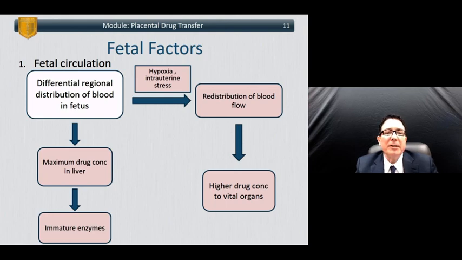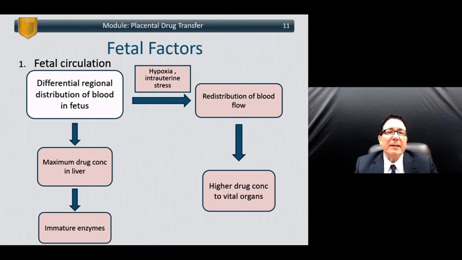Differential regional distribution of blood in the fetus with hypoxia or intrauterine stress causes redistribution of blood flow with higher drug concentration to vital organs. On the other side, differential regional distribution of blood in the fetus causes maximum drug concentration in the liver, which can affect immature enzymes. But again, it is easy to understand why it is so important to prevent hypoxia and intrauterine stress.